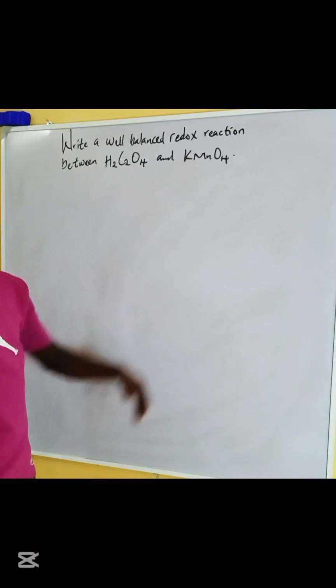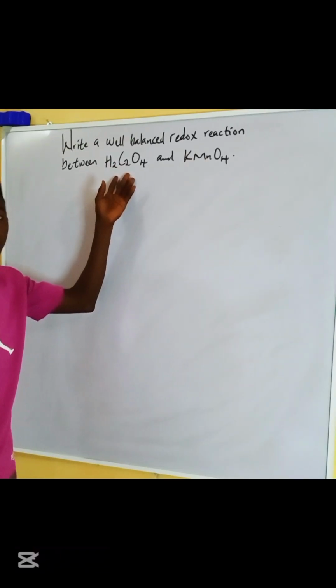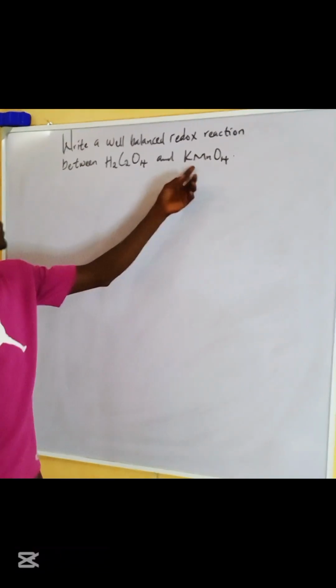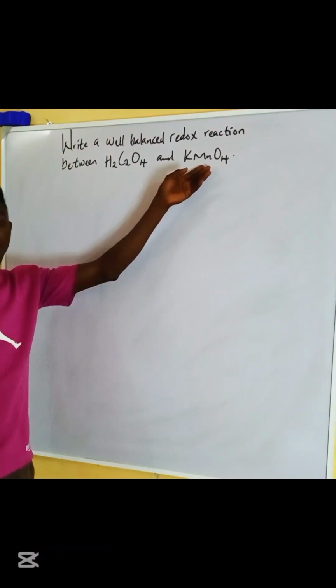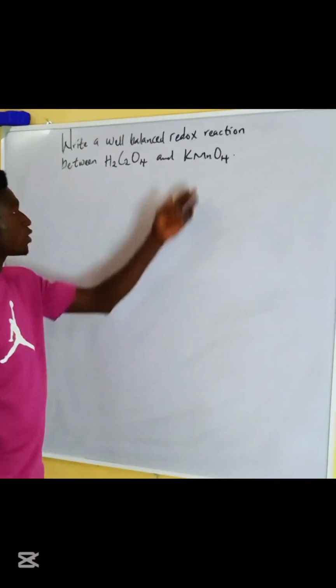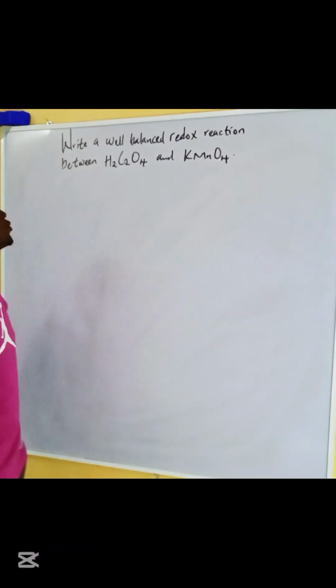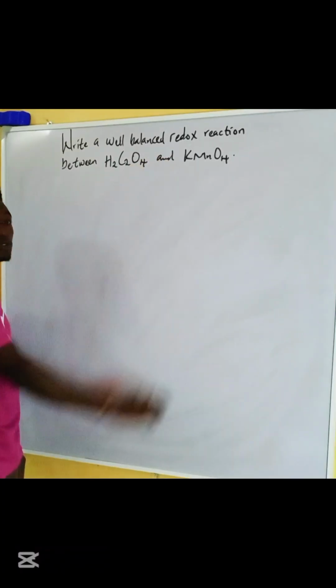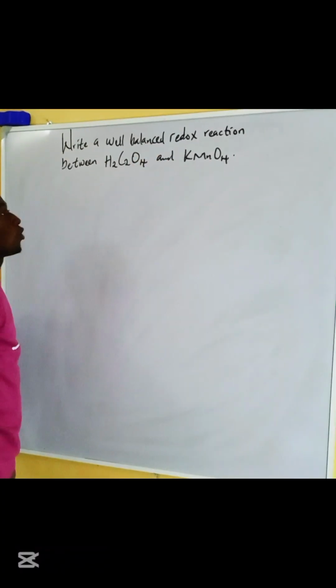H2C2O4 and KMnO4. This is oxalic acid. It can also be called ethanedioic acid. And of course, this is potassium tetraoxomanganate(VII), commonly used as an oxidizing agent. Alright, so we want to look at how to write a balanced redox reaction for these two.